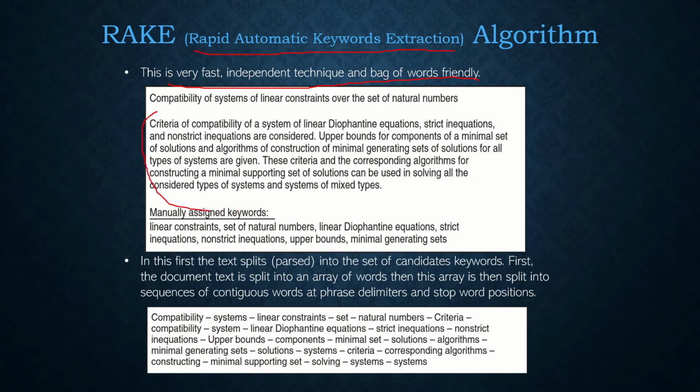Suppose the user entered this text. Now we have to generate the keywords. So we will split this text into an array of strings. Now from this array of strings we will remove these useless words like the, type, and, of, these, are, all, types. We will remove these words.